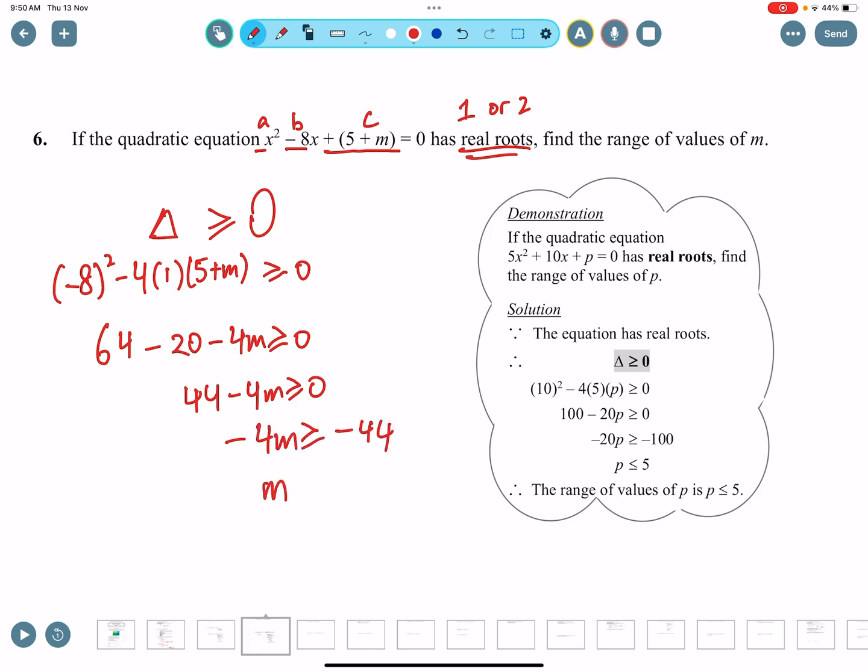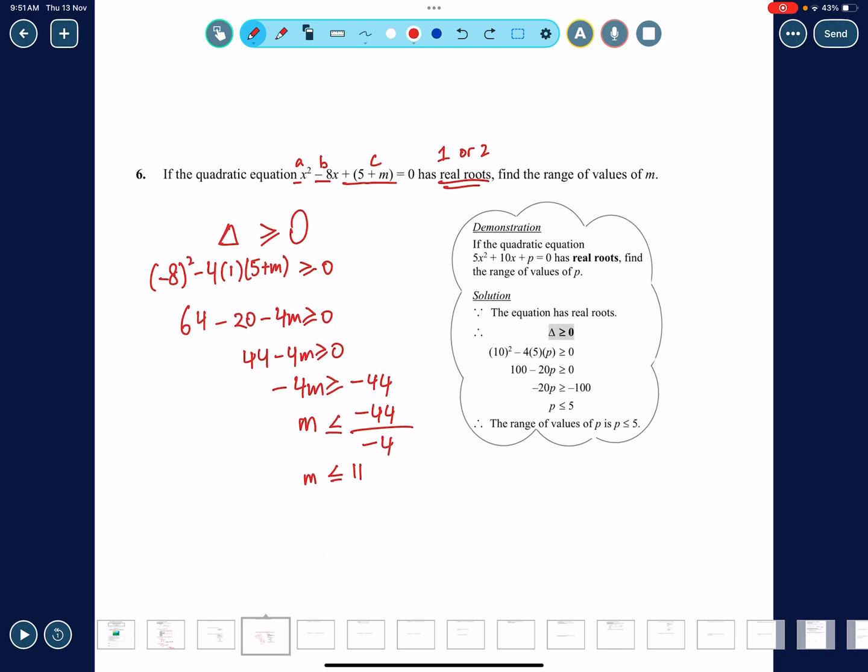Now I'm about to divide by a negative number. If you remember, when you divide or multiply by a negative number, you need to flip the sign. But if you do plus or minus a number, you don't need to flip the sign. It's only when it's divide or times a negative number. So negative 44 divided by negative 4 will be 11. So this is the meaning of range of values. You will see there is a range for the values of M. Like M can be 11, M can be 10, M can be 0, negative 5, as long as it fulfills this requirement, less than or equal to 11. And that is how you solve this question.